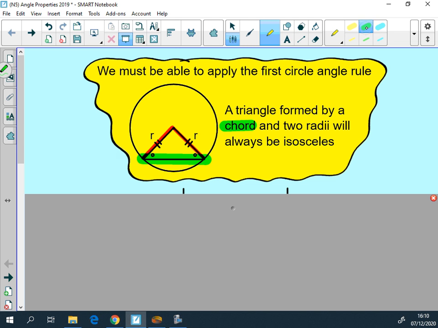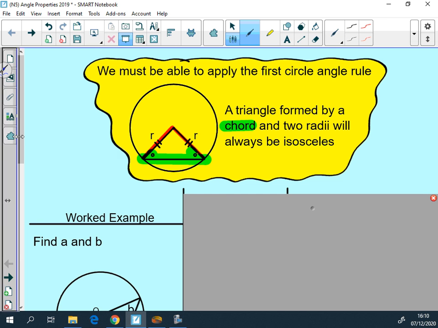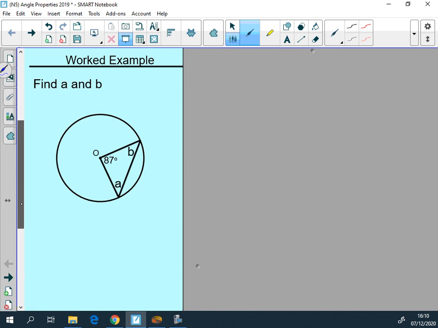Now, because that's isosceles, I know that the angle here and here are always going to be the same. So if we look at what a question might be, for example, if I want to find what A and B are, well, I know that that's a radius, so it must be an isosceles triangle. To work out what A and B are, the angles in a triangle must add up to 180. So I have 87 degrees taken up. Whatever's left is going to be evenly shared between A and B. So I have 180 take away 87, which leaves 93 degrees to split between them.